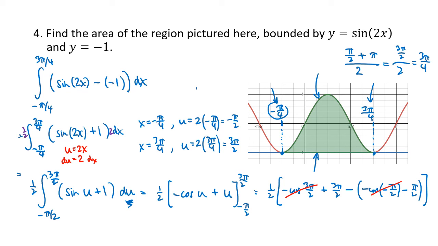So all we get in those parentheses there is 1/2, and then we get 3 pi over 2 minus pi over 2. That's 4 pi over 2, also known as 2 pi, but then we multiply that by 1/2, and all we get at the end is just pi. So pi is the area of that region that we're looking for.